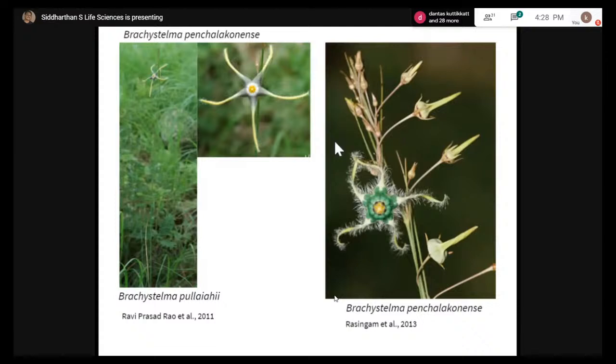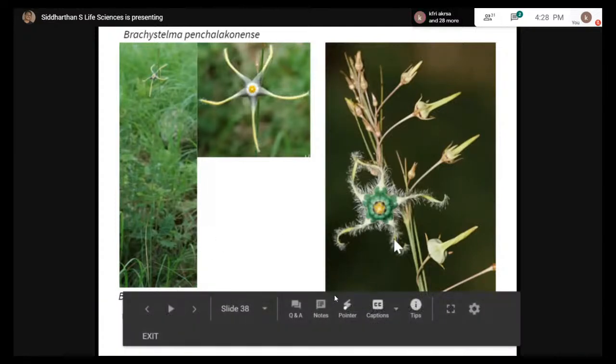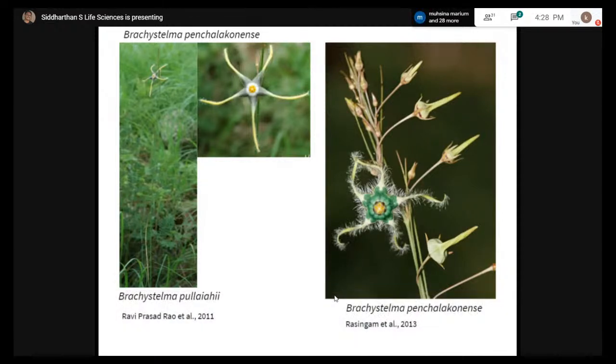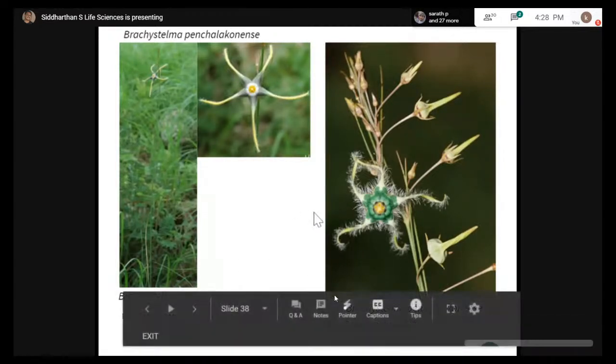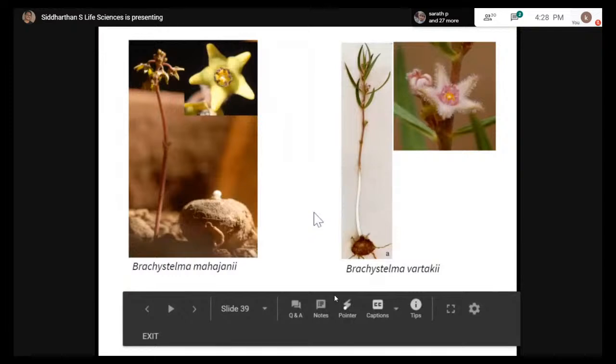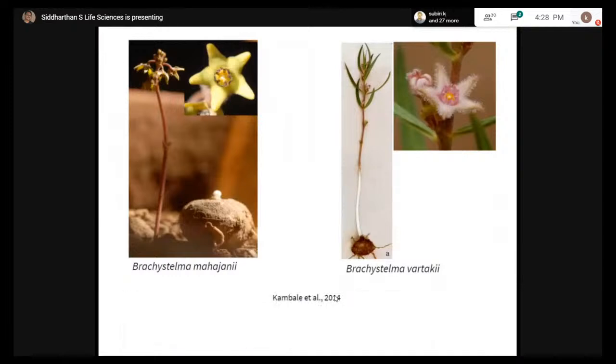These are the Eastern Ghats Brachystelmas recently discovered. You can see 2011, 2013, very beautiful Brachystelmas. You can see these flowers look like starfish, open flowers, whereas Ceropegia are vase-like flowers. We'll see in the phylogeny what is the relationship between Brachystelma and Ceropegia when I'm showing. These are again newly described Brachystelmas from the Ooty region in Tamil Nadu.